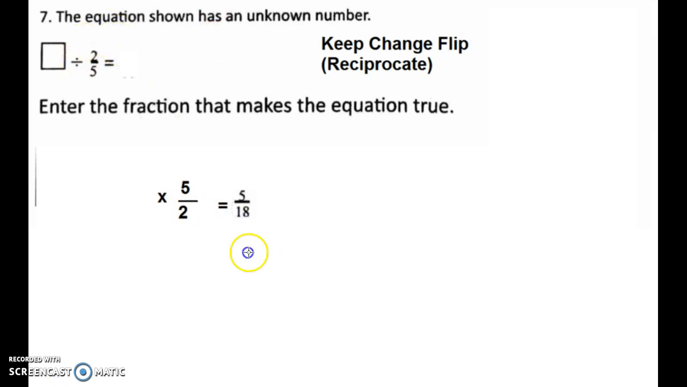Makes it easier. So what times 5 equals 5? That's pretty easy, right? 1 times 5 equals 5. And then what times 2 equals 18? That's also pretty easy. We all know 9 times 2 equals 18. So our answer, since we're keeping this number, is going to be 1/9. That easy? Pretty easy, right? As long as you keep, change, flip when you're dividing fractions.